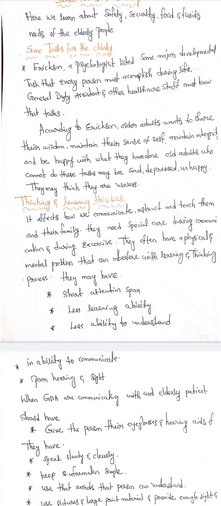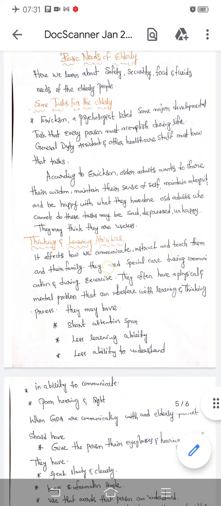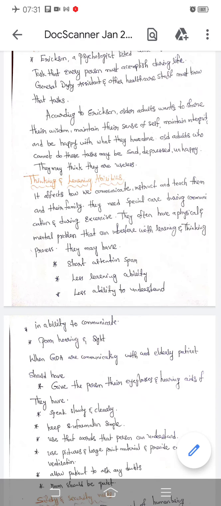Erikson, a psychologist, listed some major developmental tasks that every person must accomplish during life. Erikson is a famous psychologist. While we are giving care to the elderly people, as general duty assistants, we should know some tasks while giving care for them. According to Erikson, older adults want to share their wisdom, maintain their sense of self, maintain integrity and be happy with what they have done.